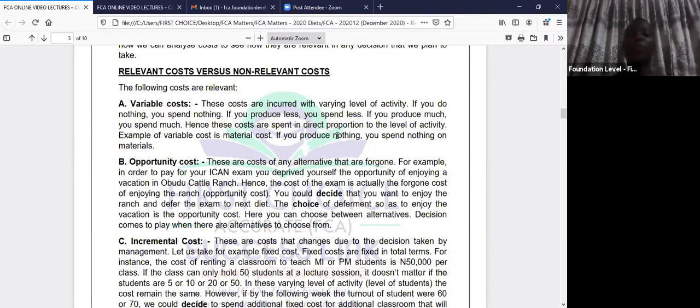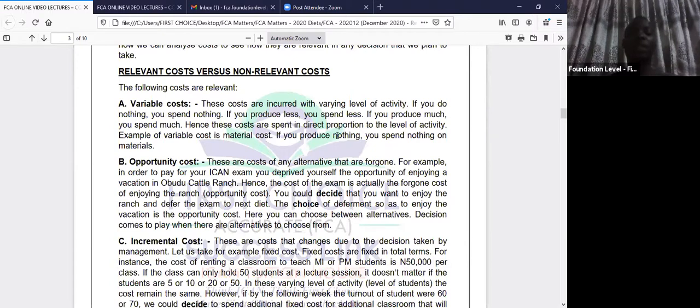So as it is increasing proportionally, you are making this cost. If you decide to produce nothing, you will spend nothing. And so two things make it a relevant cost. One, it could be avoided if you do nothing. Two, as you increase your activity level, the cost also increases. So variable cost qualifies as a relevant cost.